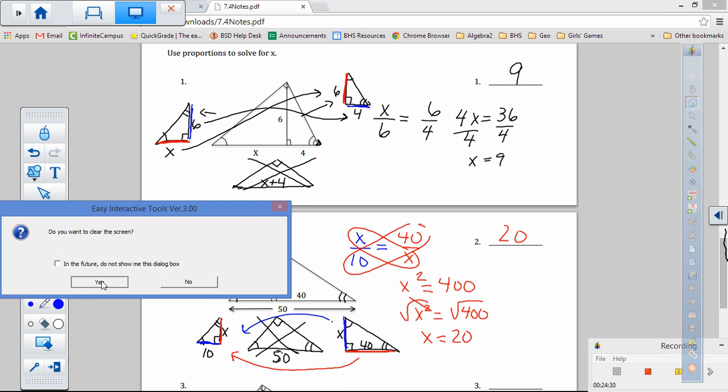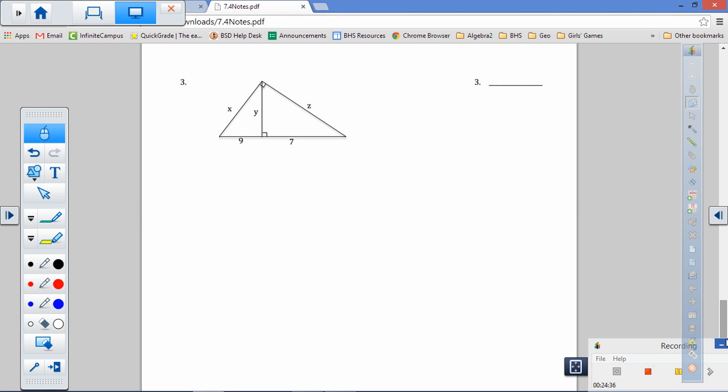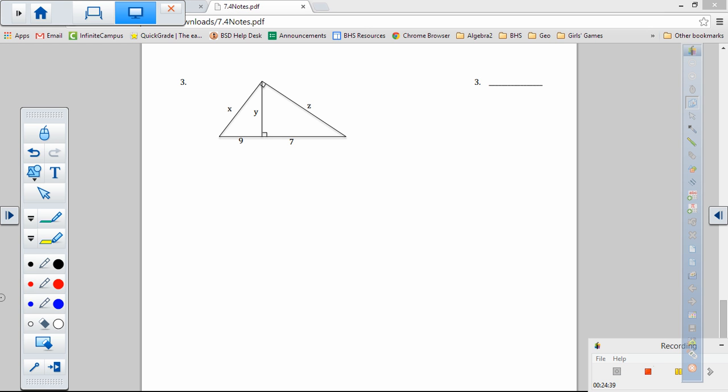Last problem. Scoot the page up and see if we can get this last problem done. Same deal. Let's redraw our triangles. Okay, so there's my right angle, 1 mark over here. So this is going to be the 2. I have a 9, an x, and a y.